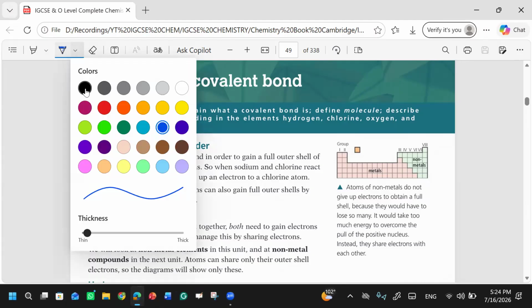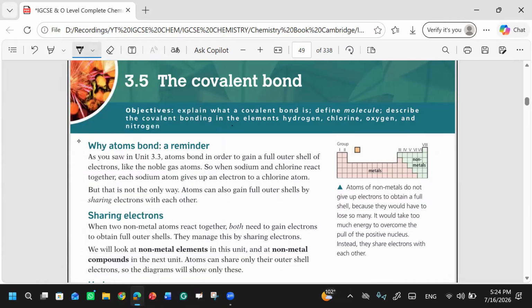We have had a discussion on this: why do atoms make bonds? We have already discussed it. Elements are present in group one, group two, group three, four. Then why is it needed for a group one element to make a bond with group seven, or a group one element to make a bond with group number six? Why do they do so?